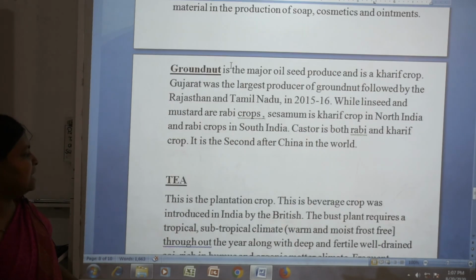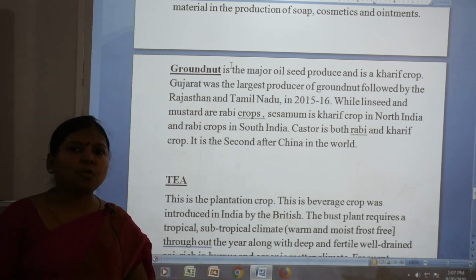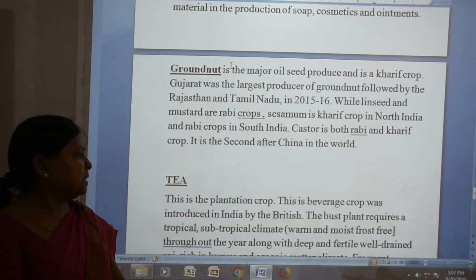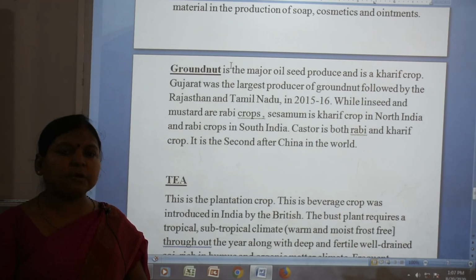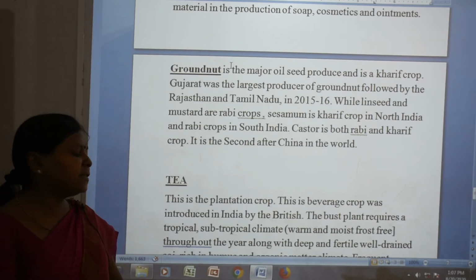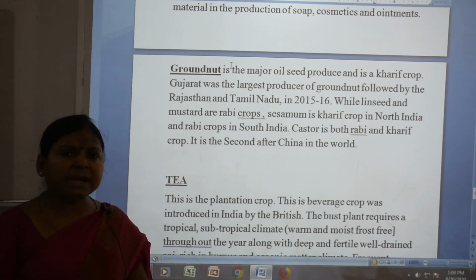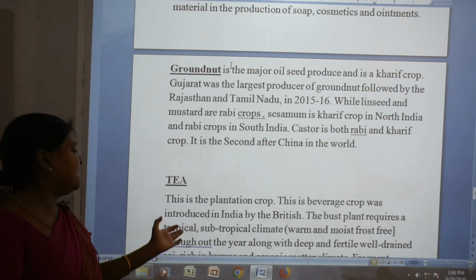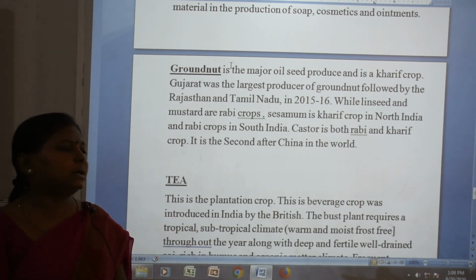Next, see the tea. Tea is called a plantation crop. This is a beverage crop. Do you know how tea was introduced? Tea was introduced by the British in India.